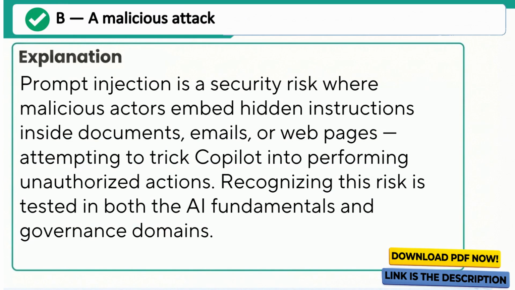A malicious attack. Explanation. Prompt injection is a security risk where malicious actors embed hidden instructions inside documents, emails, or web pages, attempting to trick Copilot into performing unauthorized actions. Recognizing this risk is tested in both the AI fundamentals and governance domains.